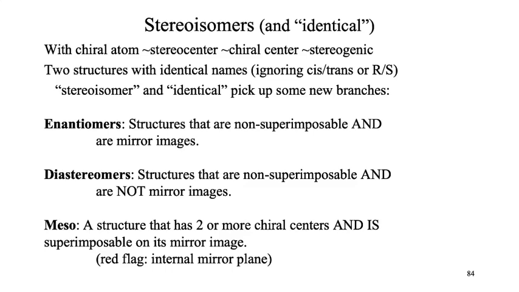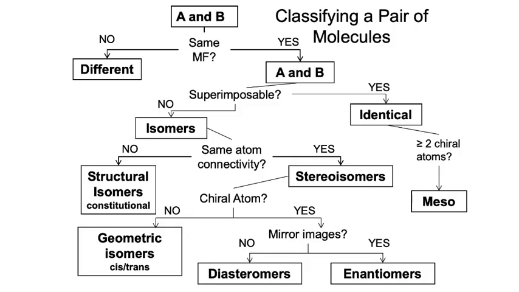Those definitions can be difficult to manipulate, just like it was difficult to identify different versus isomers versus identical. Okay? The way we were able to identify those was jumping into a classification tree, okay? A flow chart that allows us to come up with ways to identify those. This should look really familiar because up to our same atom connectivity, all of those questions are the same. We're now just adding this question of, do we have a chiral atom?